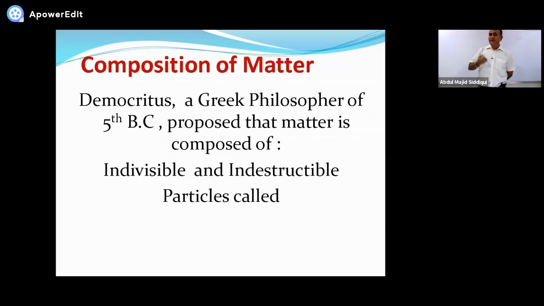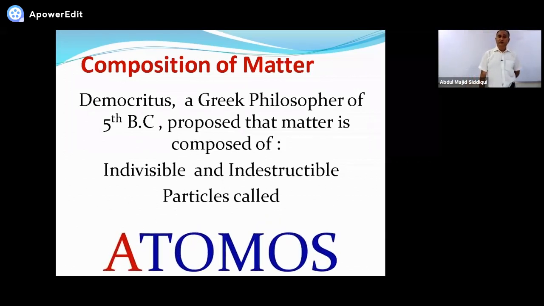According to Democritus, each and everything is made up of indivisible, indestructible particles that he called what? Atoms. So according to Democritus, this is the ultimate part of each and everything. Atomos: a means not, tomos means divisible, so not divisible. In Greek, a means not.